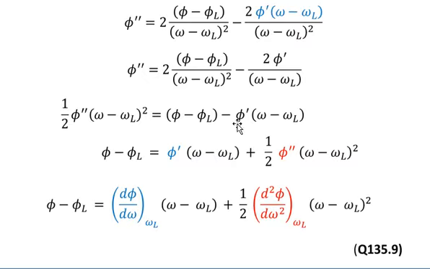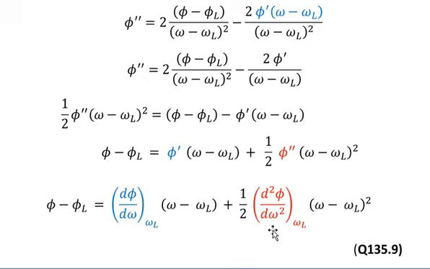Now we can solve this expression for the value of phi minus phi L, moving this factor to the other side, we have this expression. So phi minus phi L is equal to phi prime multiplied by omega minus omega L plus a half of phi double prime times the square of omega minus omega L. In terms of the derivative, you can write this expression as phi minus phi L is equal to d phi over d omega times omega minus omega L, plus half times d square phi over d omega square times the square of omega minus omega L.